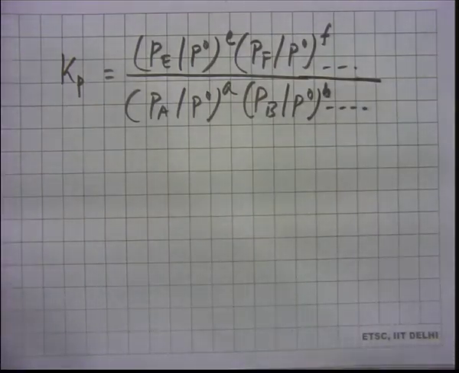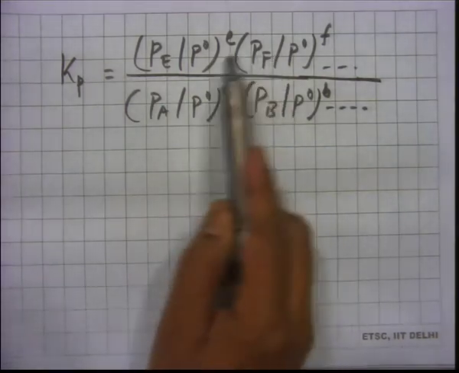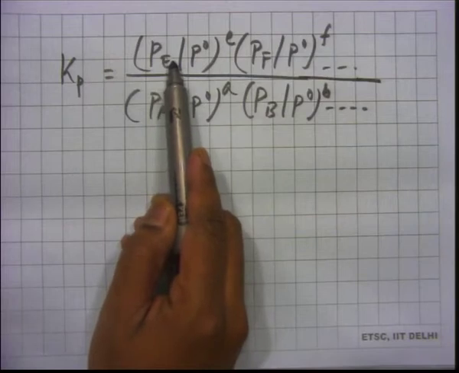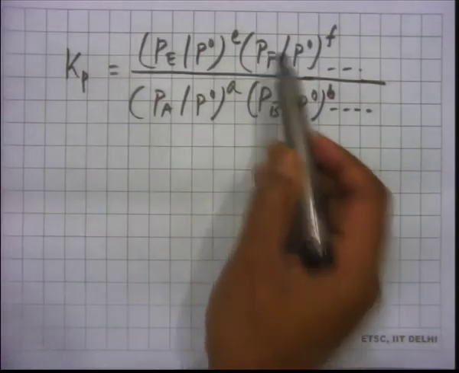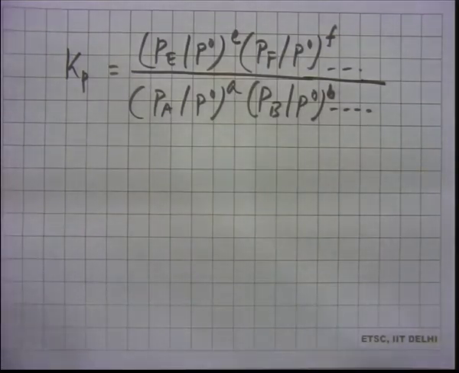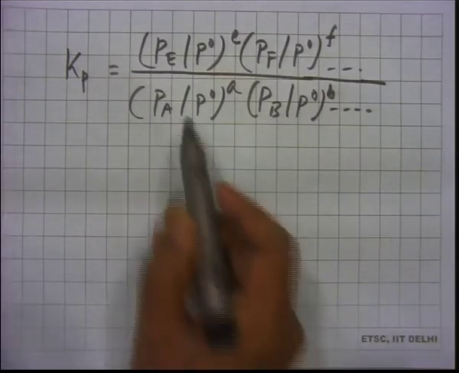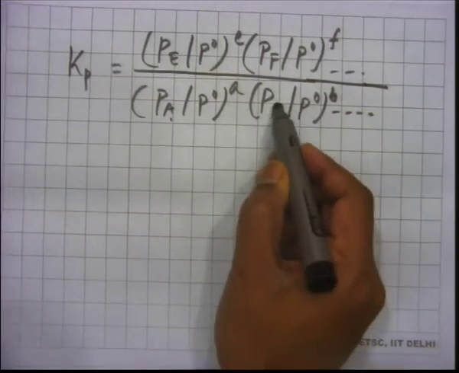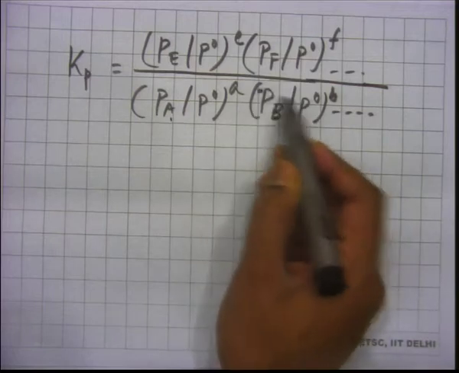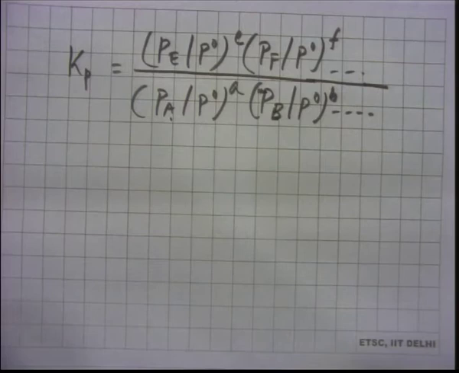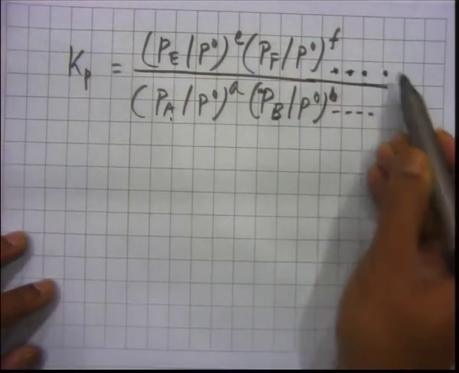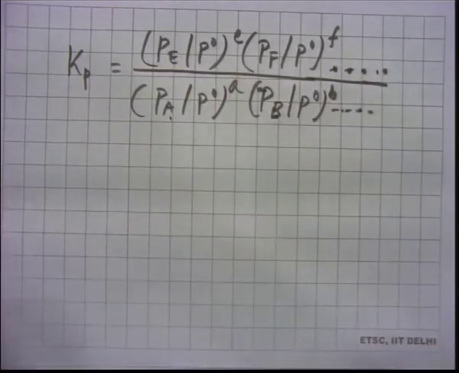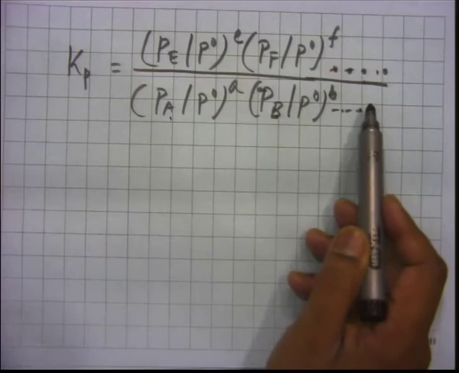all that. So, what is it? This P e is the partial pressure of species E, and this P f is the partial pressure of species F. And in the denominator you have the partial pressure of species A and the partial pressure of species B and that kind of terms. So, you see all these dots here, which mean other products for the numerator and other reactants for the denominator.